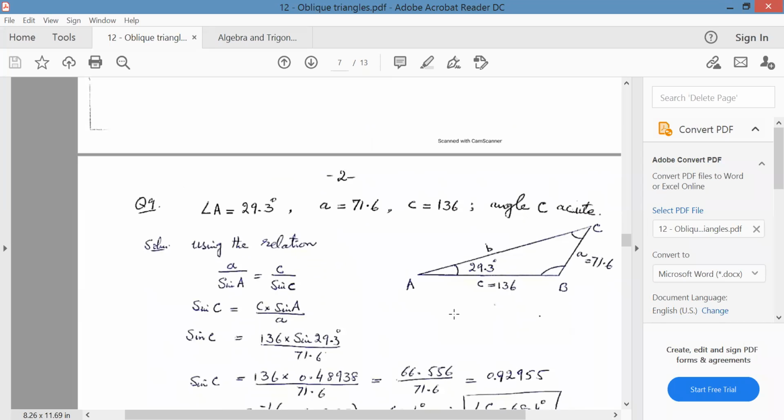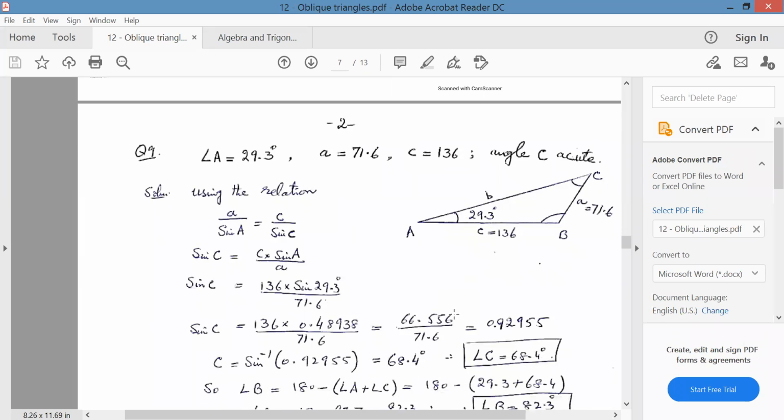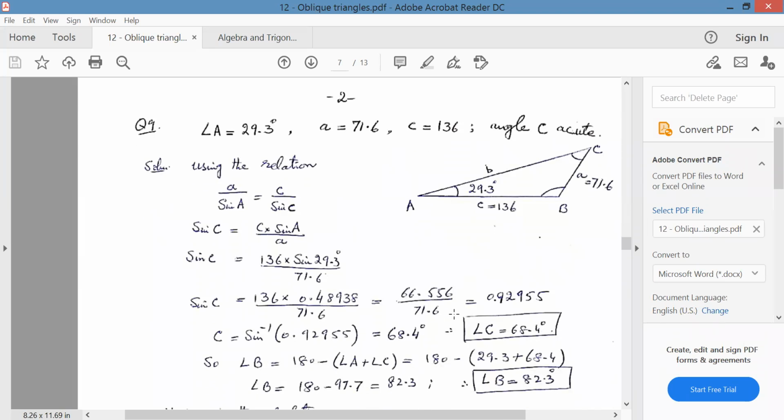Another question I'm taking, question number 9 from the same exercise. Well, in this case only one angle is given. In the previous case two angles were given. And two of the sides are given. Side A is 71.6 and side C is 136. And angle C, the author is saying that this is an acute angle. It's not a bigger angle.